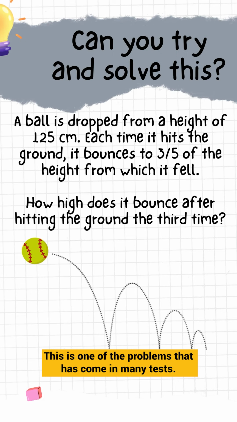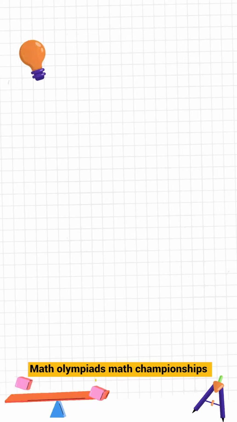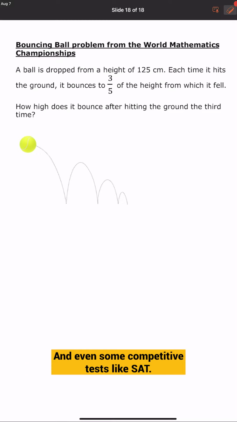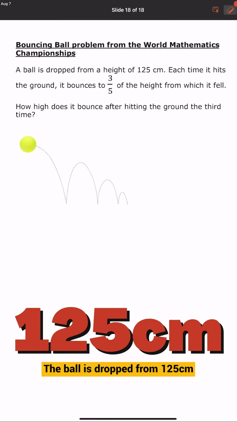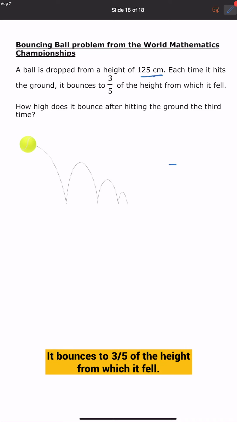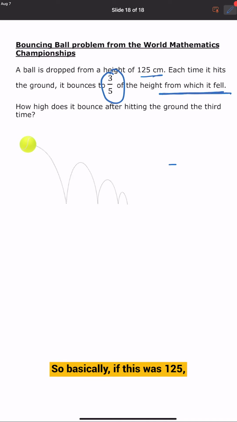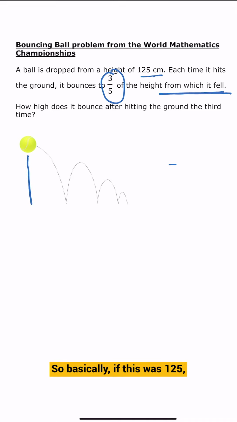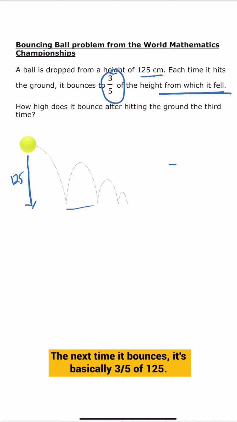This is one of the problems that has come in many tests, math Olympiads, math championships, and even some competitive tests like SAT. So the question is, a ball is dropped from 125 centimeters, and each time it hits the ground, it bounces to three-fifths of the height from which it fell. So basically, if this was 125, the next time it bounces, it's basically three-fifths of 125.